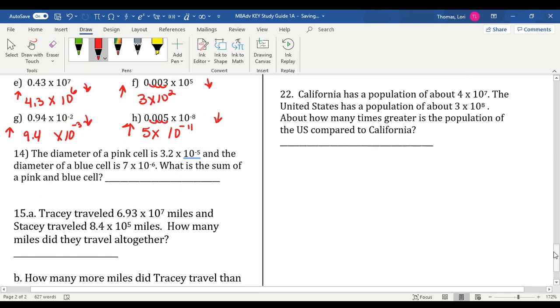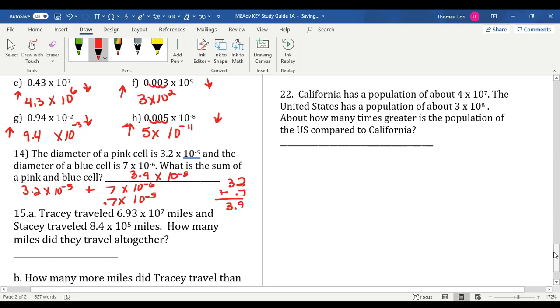So the diameter of a pink cell is this, and the diameter of a blue cell is this. What is the sum of the two cells together? So we have 3.2 times 10 to the -5, and we're adding these, and then we have 7 times 10 to the -6. So we want to increase this to -5. So I'm going to increase this side, decrease this side, and we're going to combine 3.2 plus 0.7. That's 3.9. So we have 3.9 times 10 to the -5th.